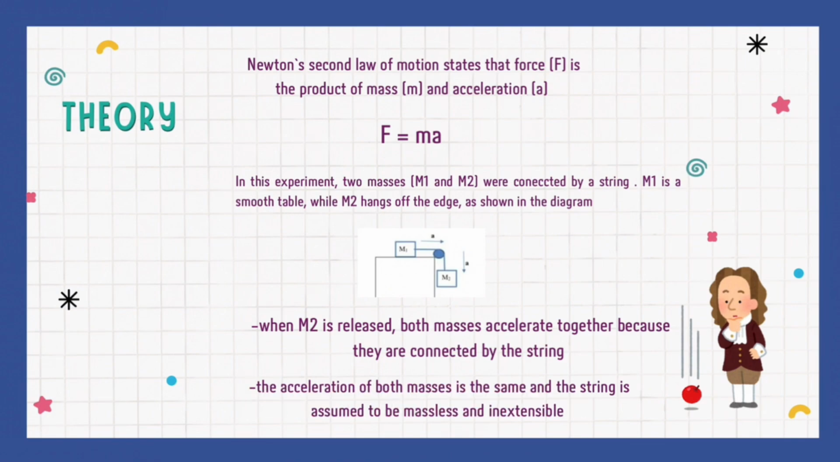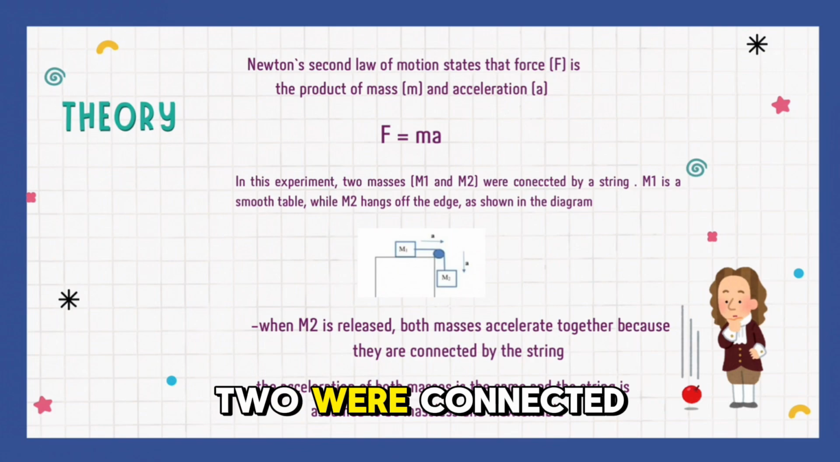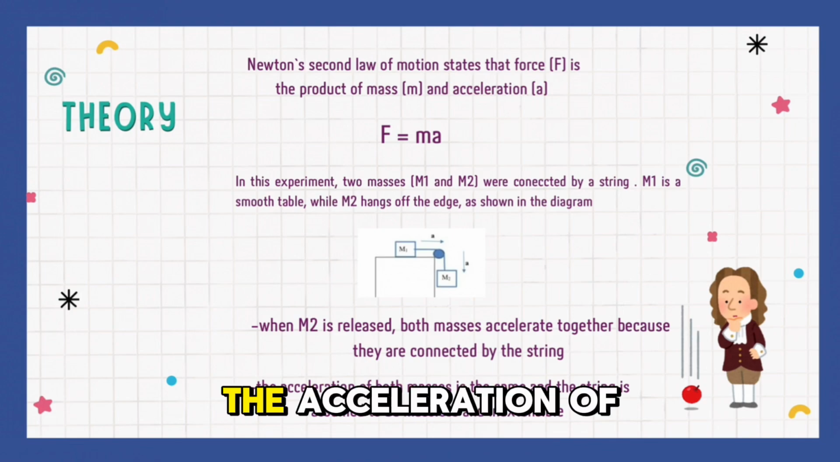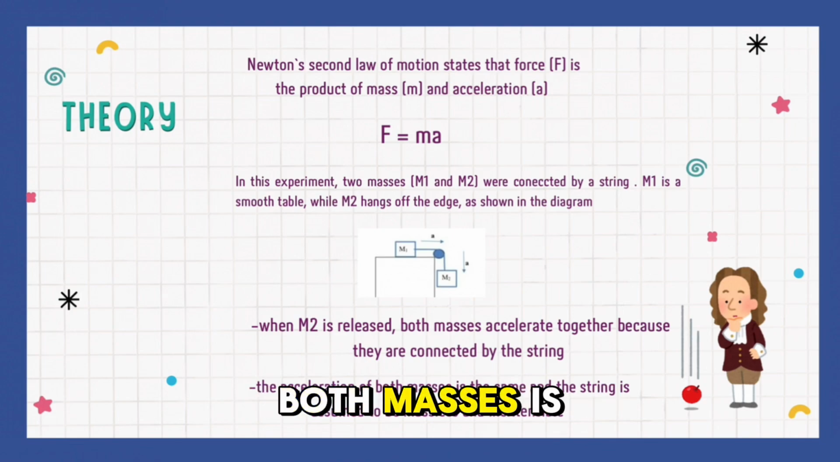In this experiment, two masses, m1 and m2, were connected by a string. m1 is on a smooth table while m2 hangs off the edge as shown in the diagram. When m2 is released, both masses accelerate together because they are connected by the string. The acceleration of both masses is the same and the string is assumed to be massless and inextensible.